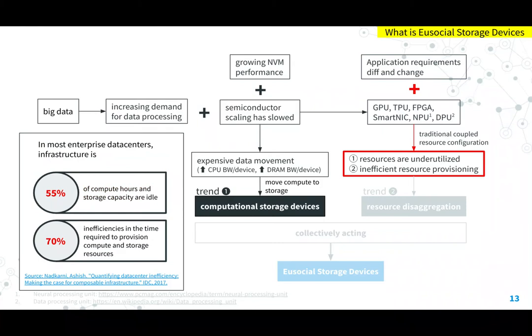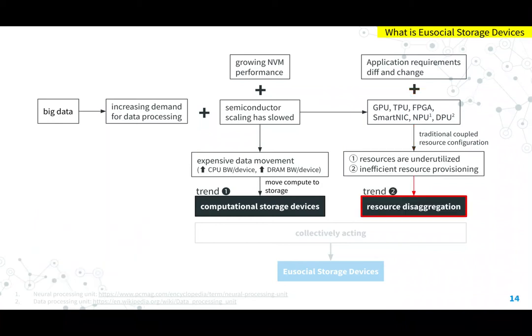In an IDC report, it found that in most enterprise data centers, the infrastructure has about 55% of the computing and storage capacity remaining idle. And also, about 70% of the engineers have reported inefficiencies in the time required to provision compute and storage resources.